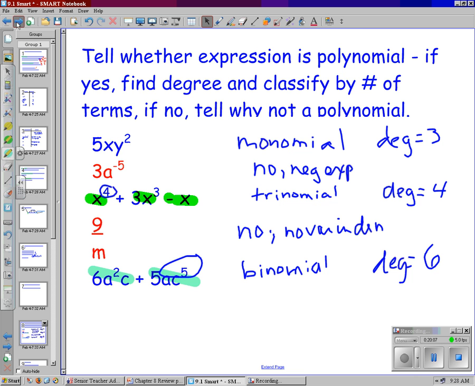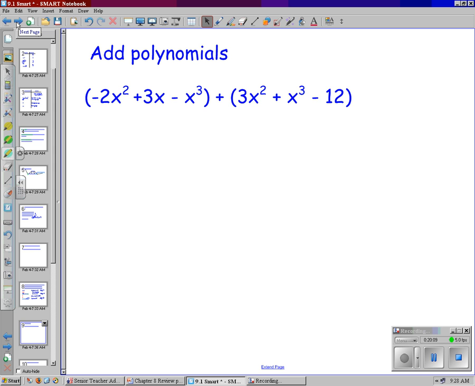All right, let's go on. Now we get to actually add polynomials. You guys are going to find this very easy. Remember when we talked about adding like terms way back when? Yeah, we're adding like terms. I got negative 2x squared plus 3x minus x cubed. Let's rewrite that so that we're from highest degree to lowest degree and get things lined up.